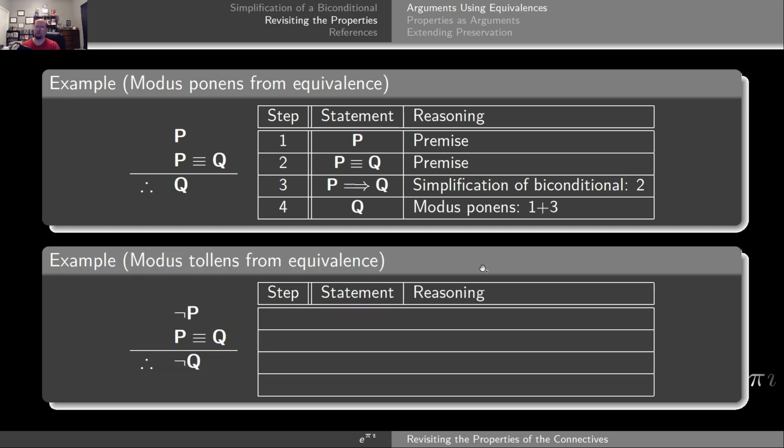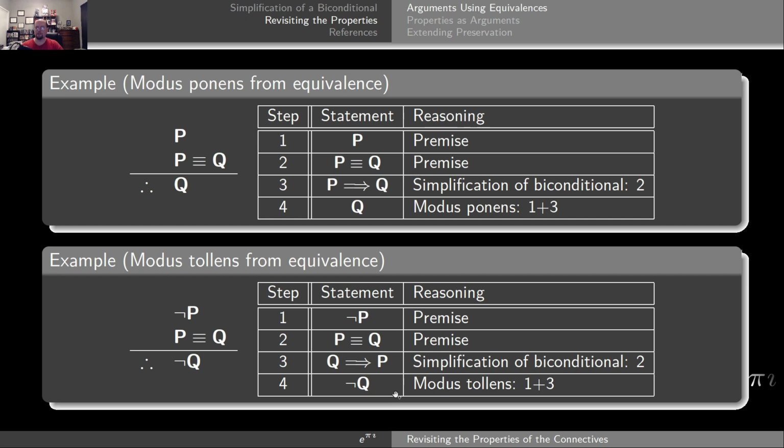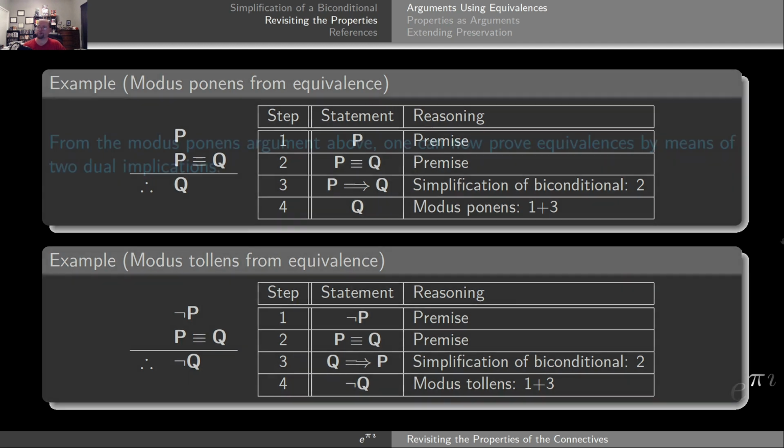The proof would go very similar. My first premise, my first step here will be negation P. My second premise, my second step will be P if and only if Q. My next step will be to simplify this, but this time I'm going to simplify it down to Q implies P instead, simplifying the biconditional the other direction. Now using modus tollens, negation P, Q implies P with steps 1 and 3, gives me that negation Q must be true. Thus one can use a modus tollens with an equivalence just as much.